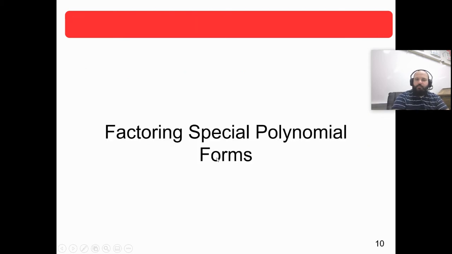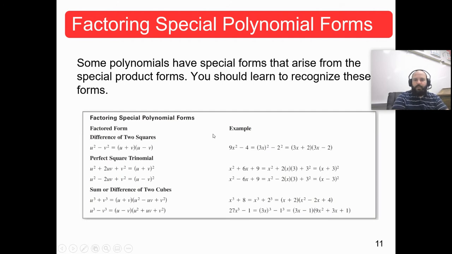Now, these are the special forms of various polynomials, we'll call them. These are mostly going to deal with quadratics and then cubics. But we have this difference of two squares right here, which is u squared minus v squared is equal to u plus v times u minus v. An example of that would be 9x squared minus 4. You can see that the 9 as well as the x have been squared. We do need to rewrite the 9 and the x as the quantity 3x squared, and then the 4 gets rewritten as 2 squared as well.